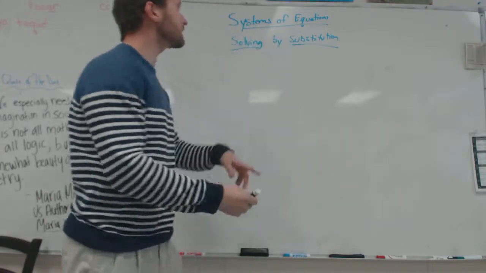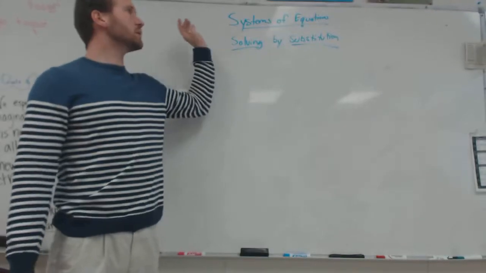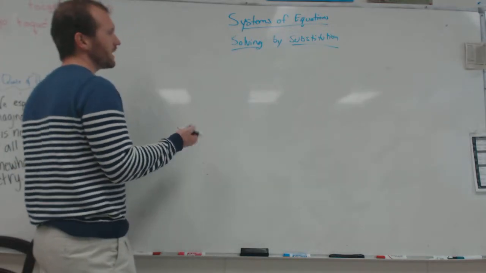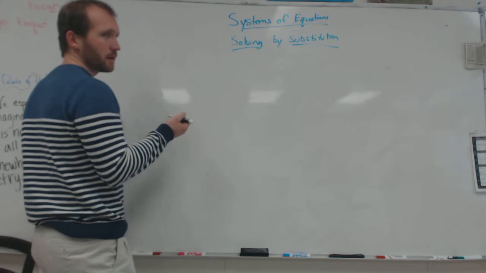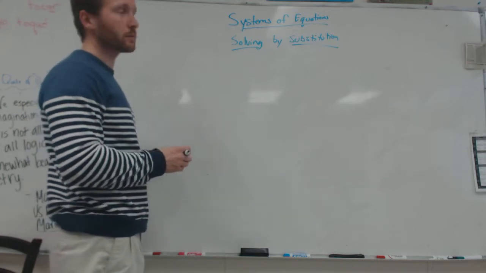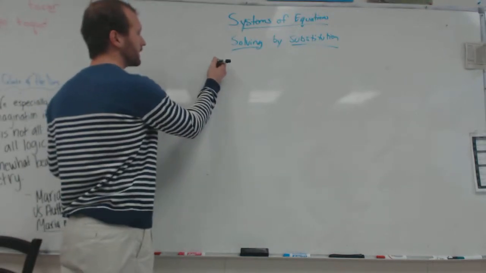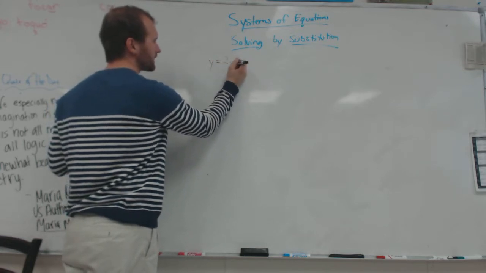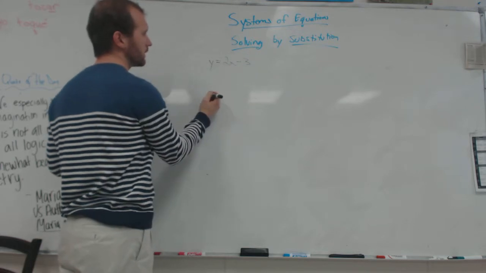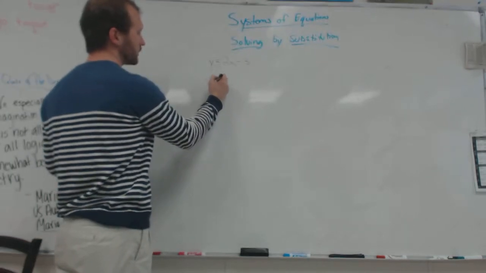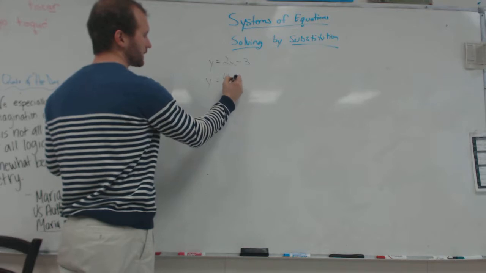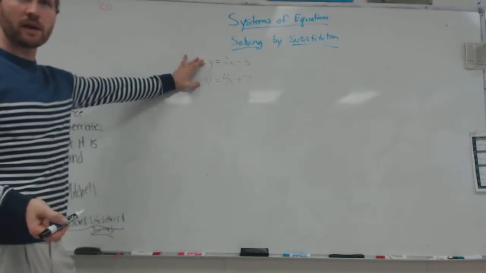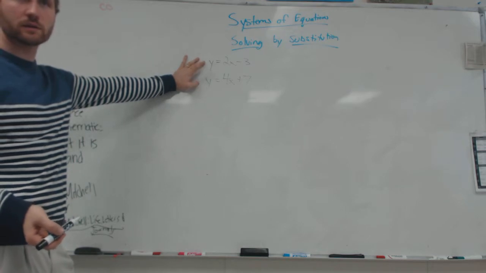So, solving systems of equations by substitution. First, we're just going to talk about what systems of equations are. A system of equations is when we have two equations that both have two variables. Okay? So if I have something like y equals 2x minus 3 and y equals 4x plus 7, these together make a system of equations.